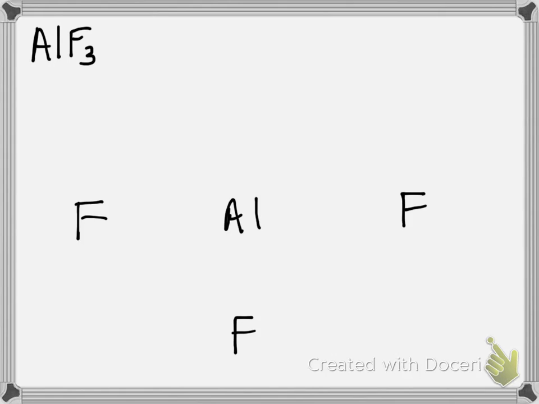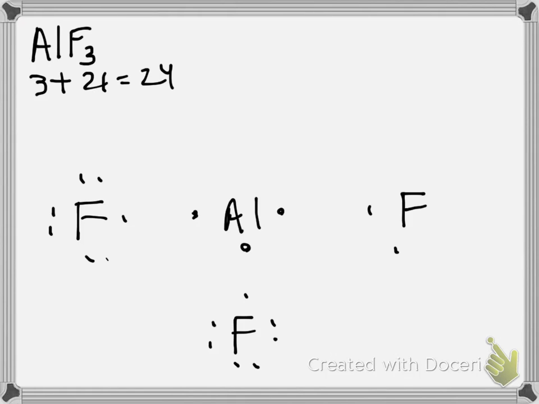All right, Al gets how many? 3 valence electrons. 1, 2, 3. Each F gets 7, so that's 21, total of 24. So 1, 2, 3, 4, 5, 6, 7 on each F. Connect, connect, connect. Now, if Al can only make 3 bonds, how many electrons should it have surrounding it then? 6, yeah, you're right, 6.